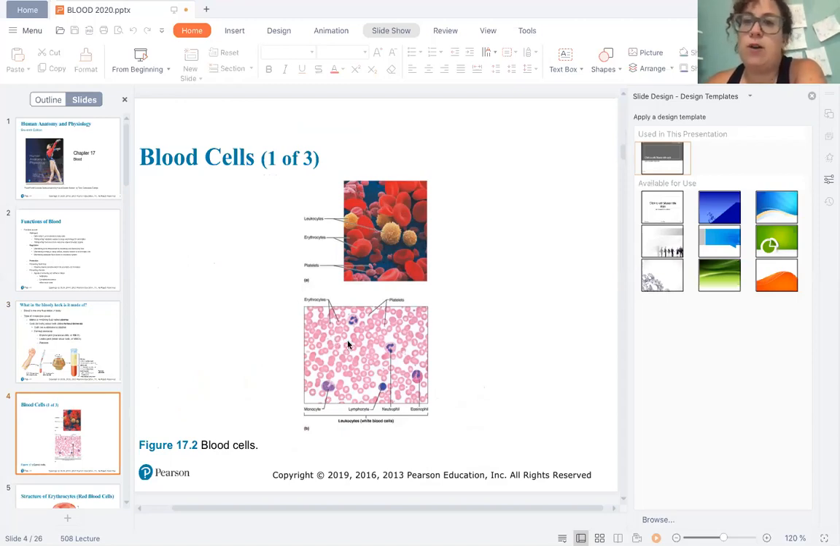There is no nucleus in a mature red blood cell. I'm going to repeat that many times in this lecture. There are no nuclei in a red blood cell that's mature. It gets shed. It's part of its thing.